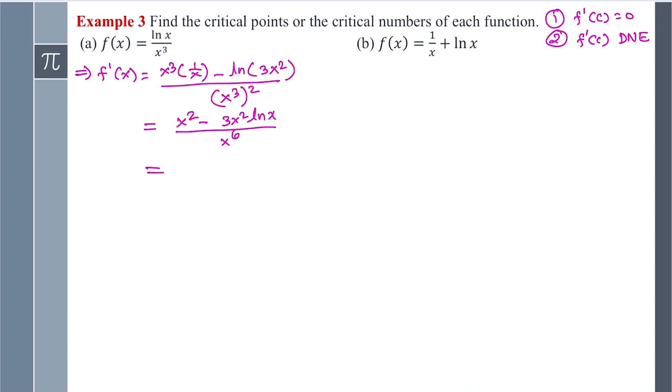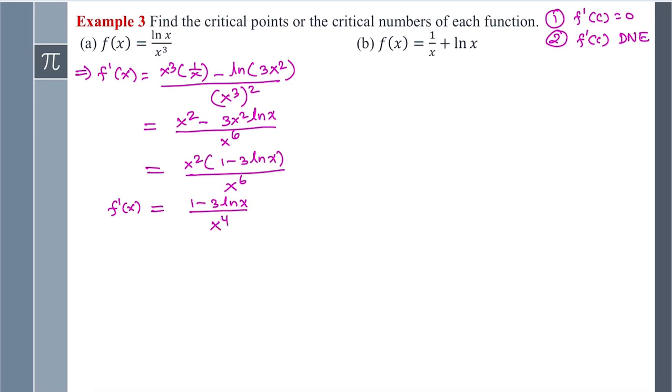Now we can factor out x squared from the numerator. That gives us 1 minus 3 natural log of x divided by x to the 6. So if you simplify this, you get the derivative of that function is 1 minus 3 natural log of x divided by x to the 4th.